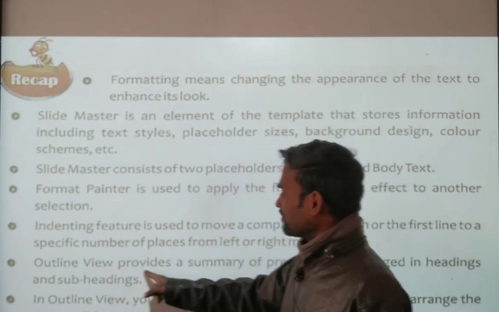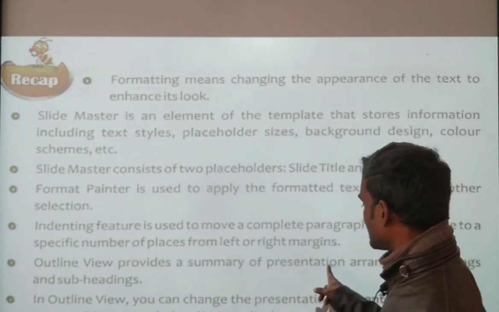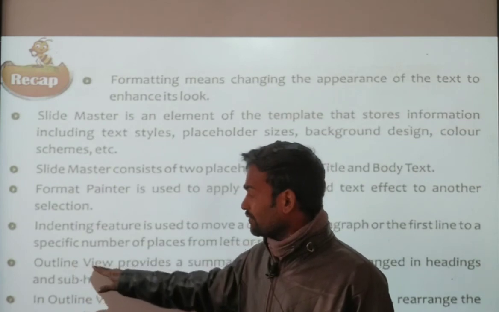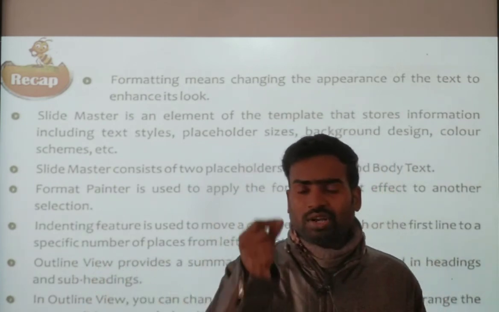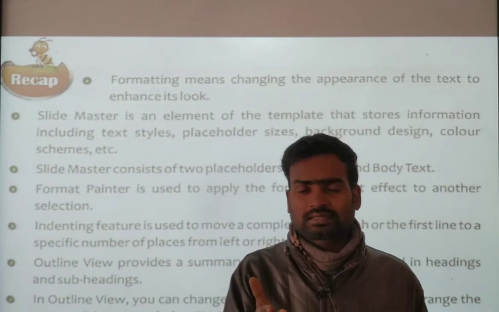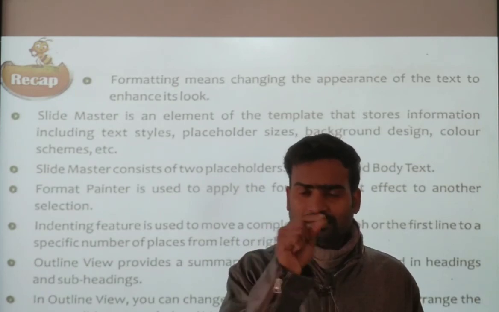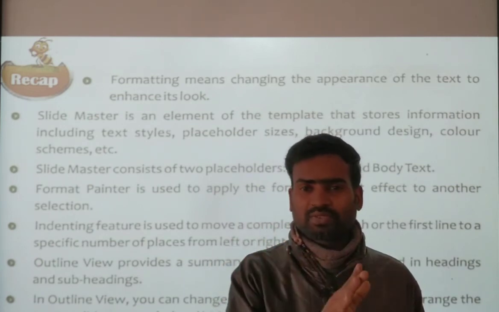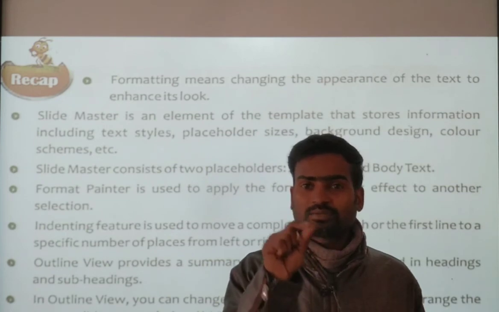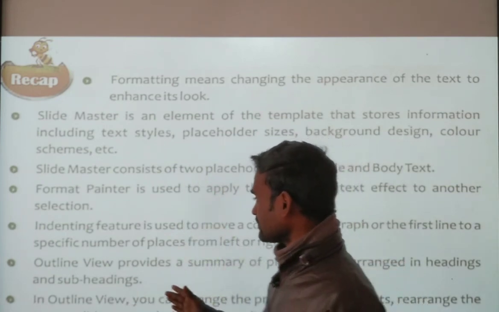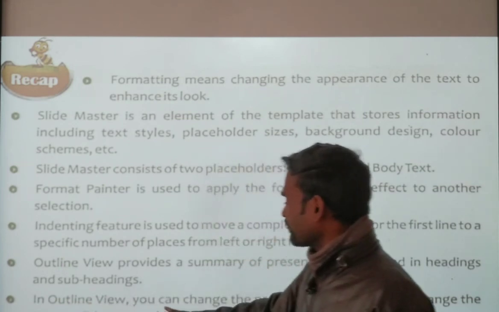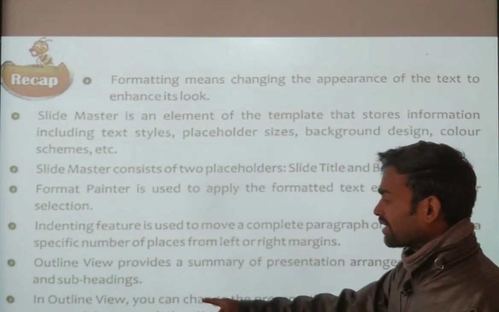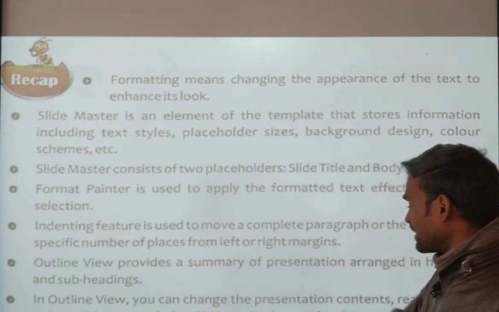Okay. Outline view provides a summary of a presentation arranged in headlines or subheadlines. When we use outline view, it shows the entire slides by using the titles and subtitles. But if you use pictures in any slide, the picture will not be visible. Only typed titles will be visible in that outline tab. And lastly, in outline view, you can change the presentation contents, rearrange the text on slides as needed, and hide or display the text levels.